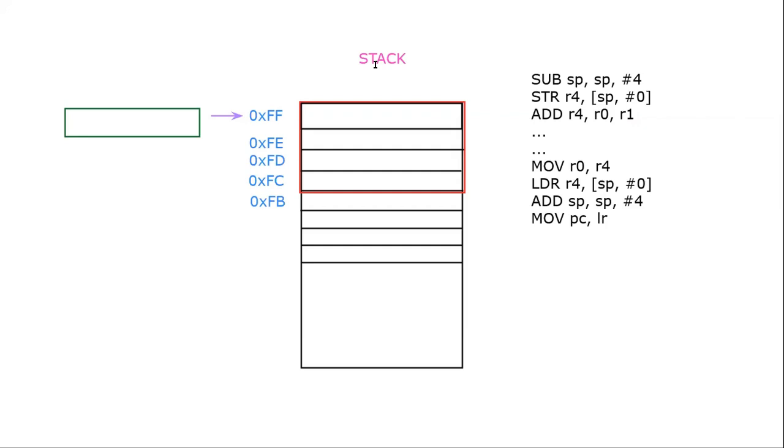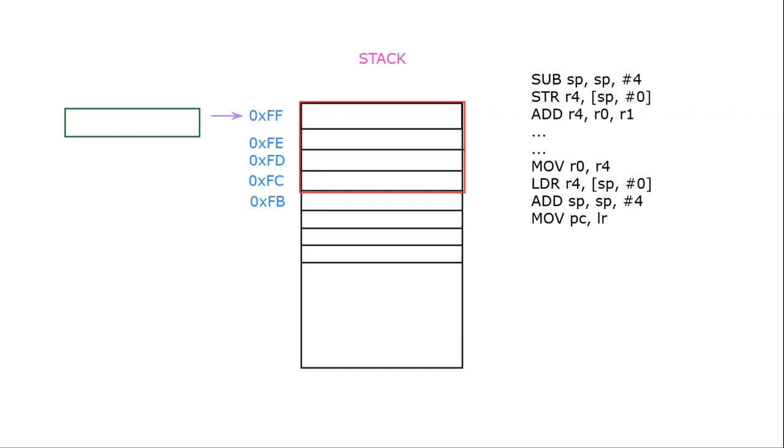Right. Why did you use this SP, SP, #4? The #4 is there because we are actually preserving a 4-byte value. We are trying to preserve a value stored in a register. Now, what is the size of the registers we have? Each register can store a value of size 4 bytes, right?